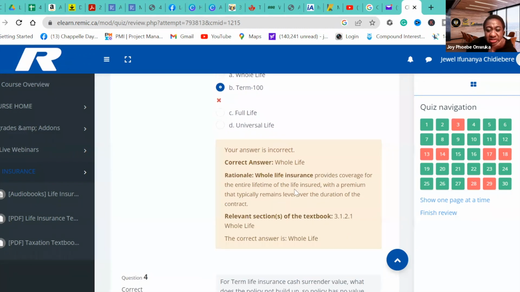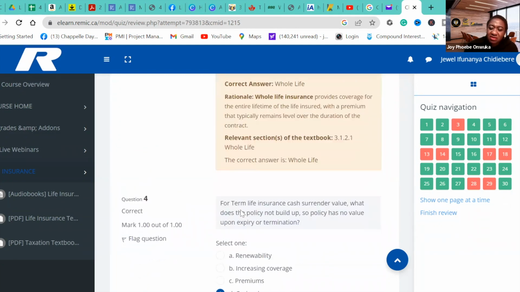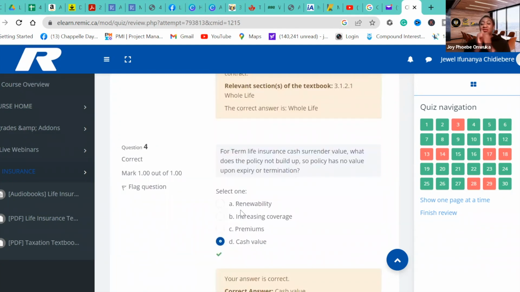See the rationale, it said whole life insurance provides coverage for the entire lifetime of the life insured with a premium that is typically leveled over the duration of the contract, which could be 10 years, 20 years, depending on the contract. Okay, wow, this is interesting. And you see why sometimes even when you know some of these things, it could just throw you off, you know? All right.